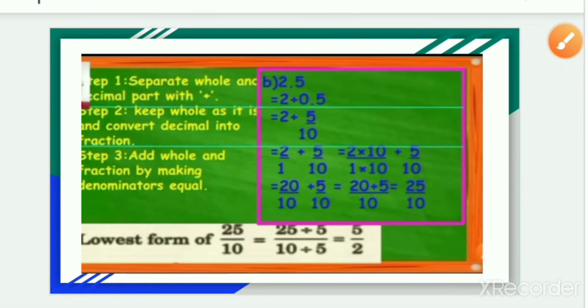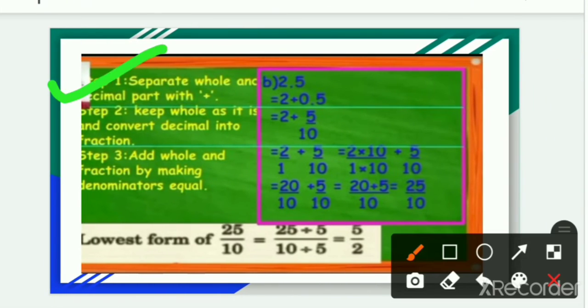Now we have the question B part, that is 2.5, right? So the steps are given to us here. Separate whole and decimal part with plus sign. Okay. Number and decimal point we will separate first of all. Keep whole as it is and convert decimal into fraction. First of all, we have separated the number, that is 2. This is the number, and the decimal part we have separated, that is plus 0.5.